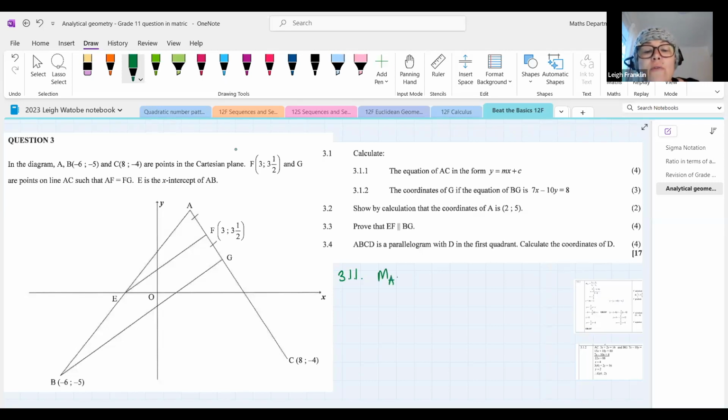Okay, so that means that in question 3.1.1, we would have worked out the gradient of AC: change in y, so 3.5 minus, which ends up being plus 4, over 3 minus 8. That's fine.